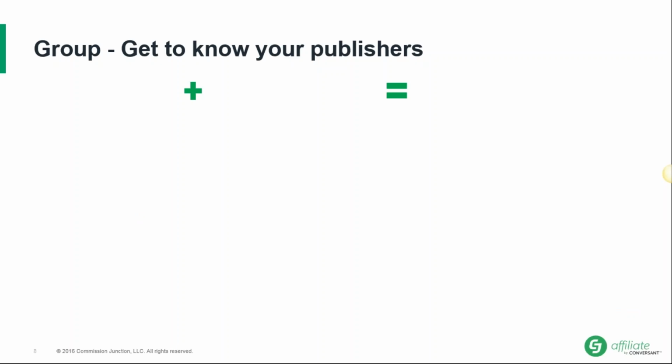First, let's look at the group step, which is really about getting to know your publishers. There's a simple formula here I'm going to fill in shortly. First, take your program and divide it into specific groups. Grouping will allow you to offer specific goals and incentives to specific verticals or tiers of publishers and makes your campaigns smarter and more effective. Remember, the goal is to motivate publishers who have become disengaged.